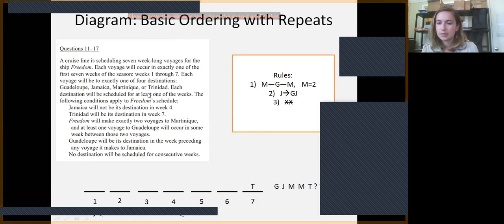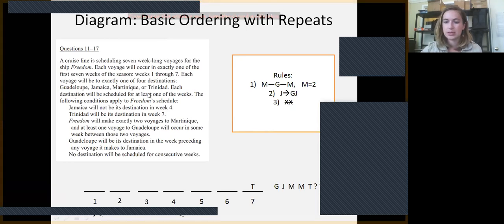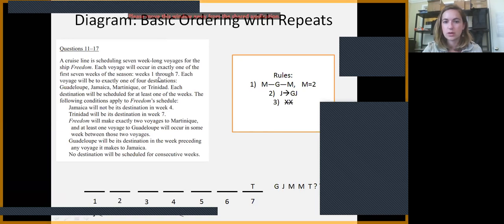Okay. Looks like everybody I'm hearing from is good. If another question pops up in a minute, then I can certainly get to that question. But I want to take you all now into the actual LSAT question so you can start using your diagram.